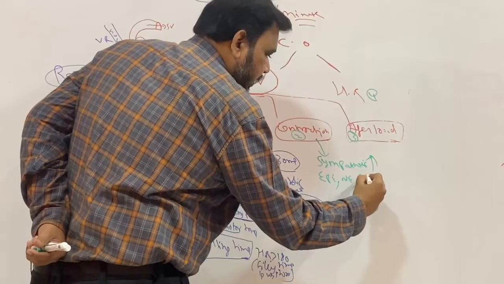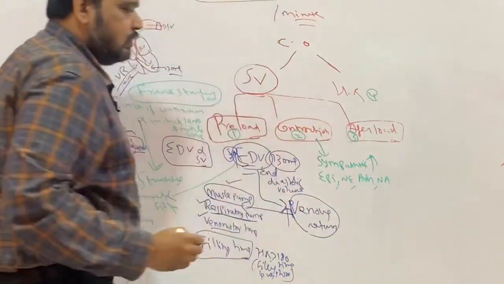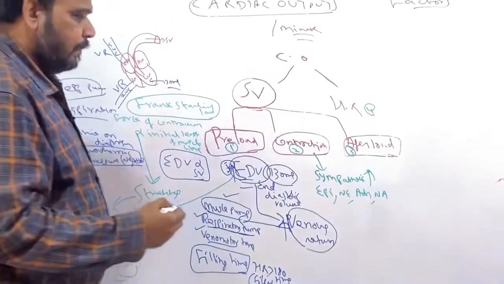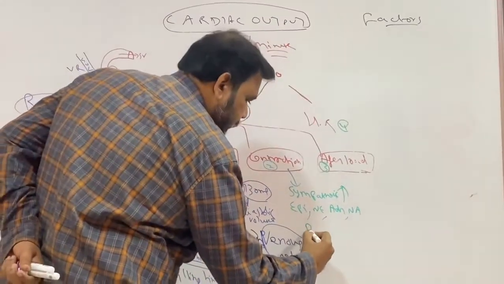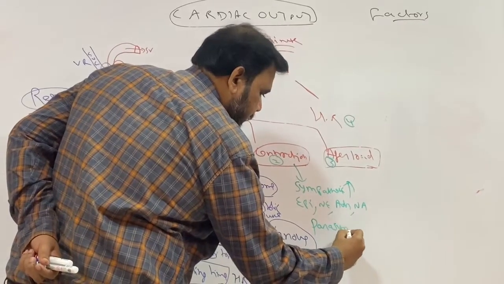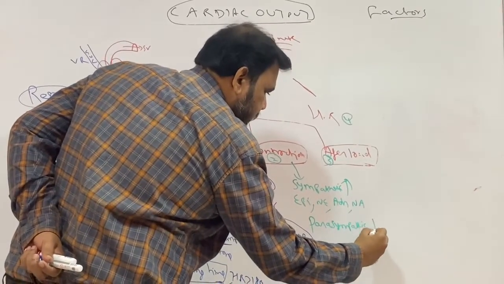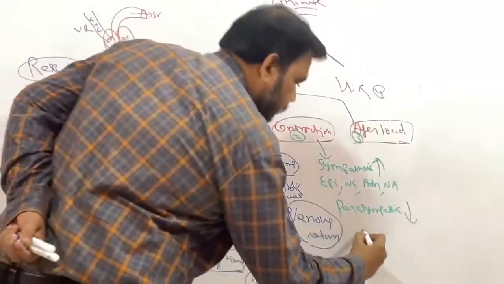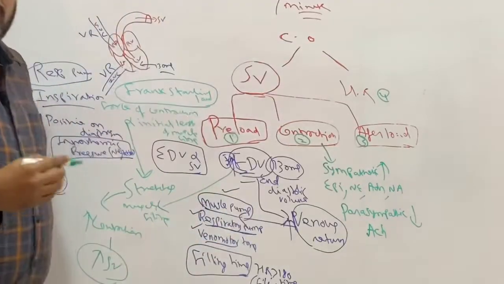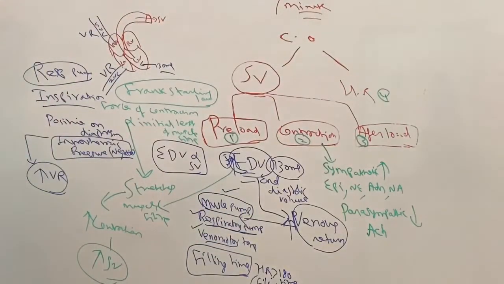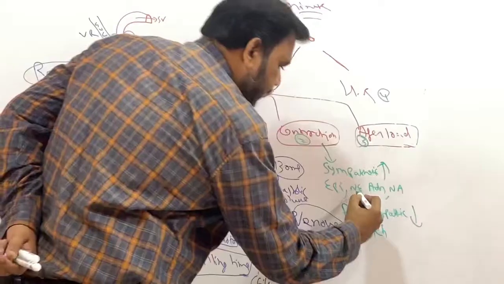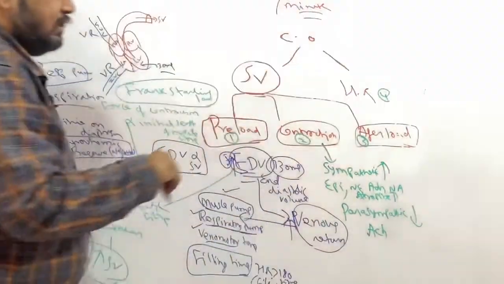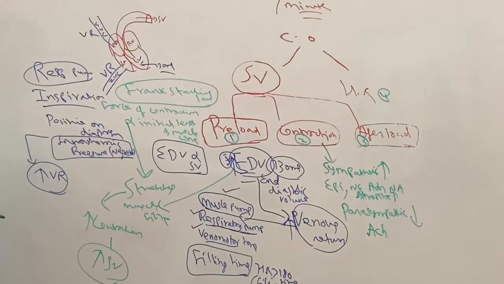norepinephrine, adrenaline, noradrenaline. So all increase the contraction of the ventricles, which increases stroke volume. Opposite, parasympathetic. Parasympathetic will decrease the contraction. Example, acetylcholine. So acetylcholine will decrease the contraction. So some drugs are also there. Atropine. Atropine will increase the contraction of the ventricles.